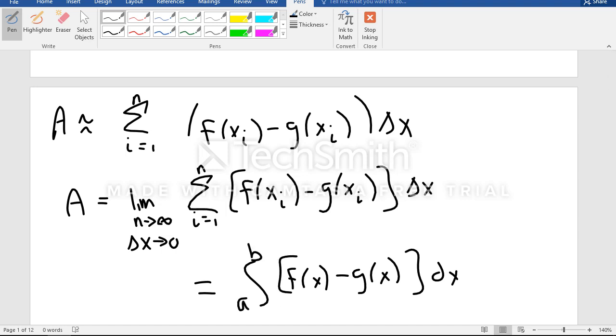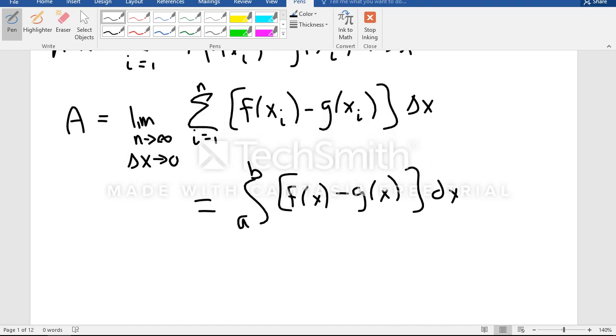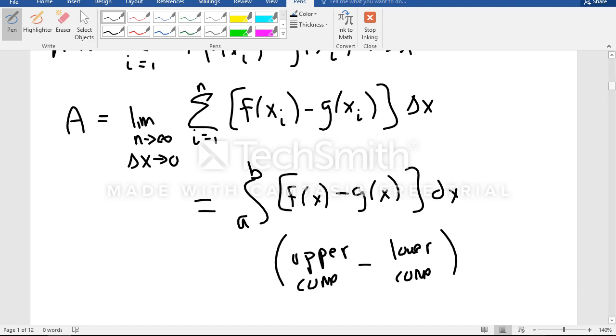So again, I want to point out what I just said verbally a couple times. This is the upper curve right here. This is the lower curve. So the f of x, this is the upper curve, minus the lower curve. That's what we're talking about there. So there's our quote-unquote formula, if you will, to find the area between two curves.